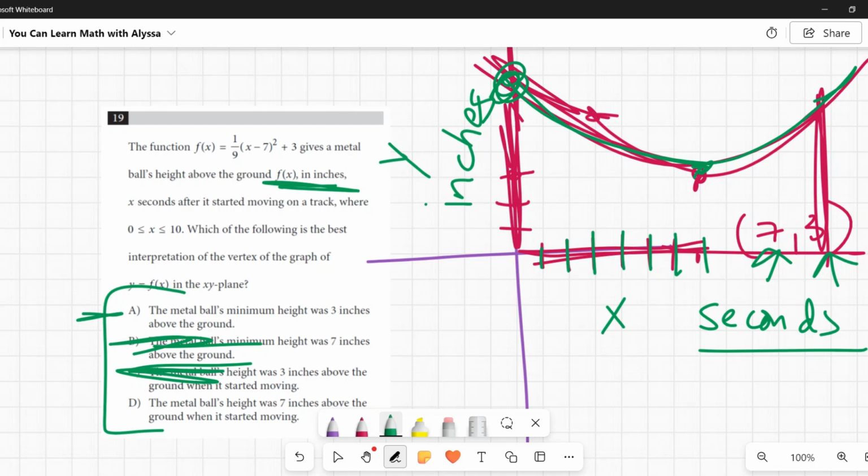I don't know. If I did the value of 0, I could find out how many inches it was above the ground at 0 seconds. I don't think it was 7 inches, but I would have to do that math to be sure. But it doesn't matter because it's not asking about what happened when it started moving. It's asking about the vertex, which is 7 seconds later. So both of these that are talking about things when it started moving, no. A is absolutely our answer. It was 3 inches above the ground at its minimum.